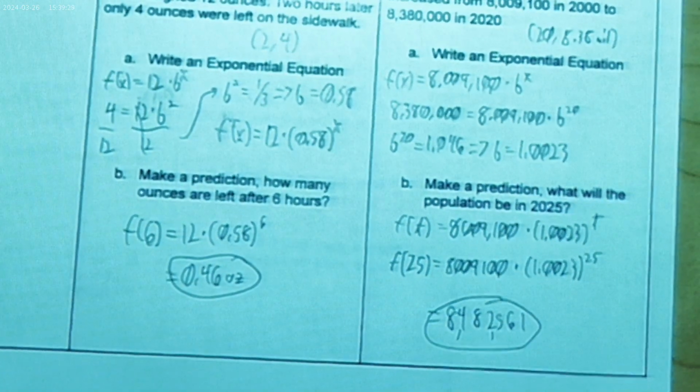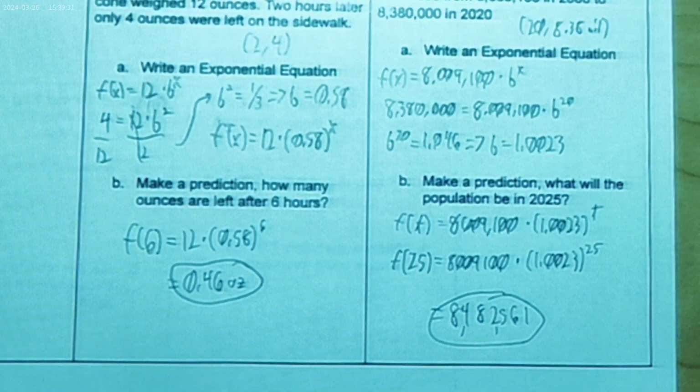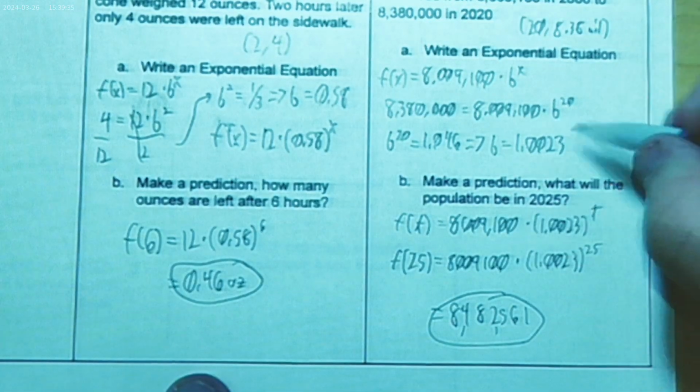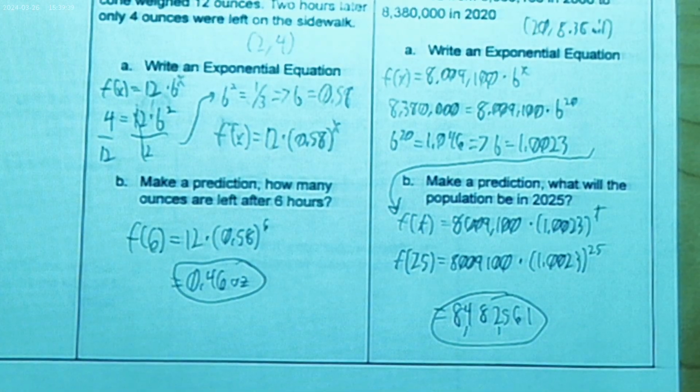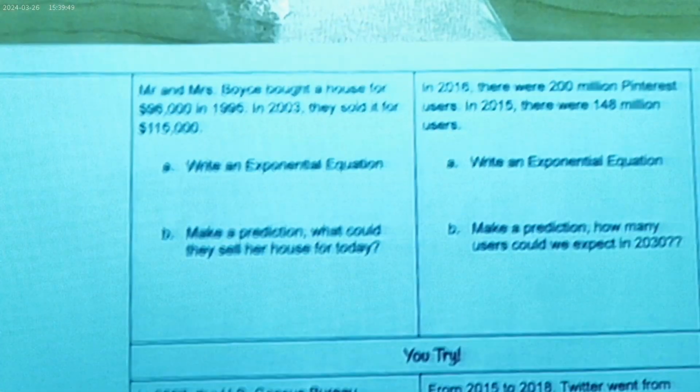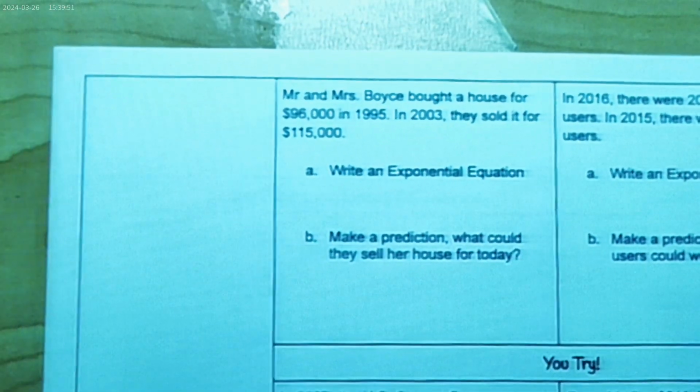So again, we're just using 2 points to find the exponential equation, and then we're just plugging in the values. So this worksheet is just a different variation of how to find that exponential equation and then evaluate it. And we're not done yet. So let's move on to the next question.